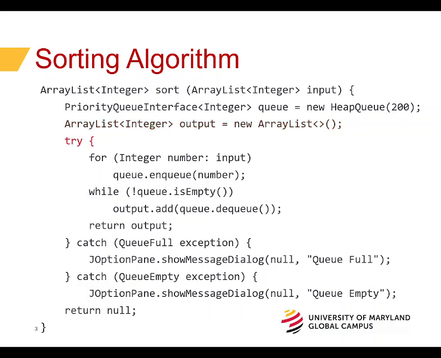The core of the algorithm is in a try block, which handles the exceptions that the queue can throw. As previously mentioned, it involves two loops. In the first loop, the numbers in the ArrayList input are successively enqueued onto the priority queue. The second loop dequeues the numbers and adds them to the ArrayList output, and the ArrayList is returned. The remaining code handles either exception that is thrown.